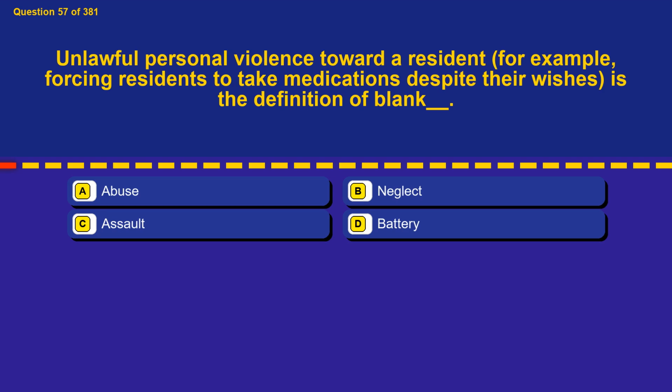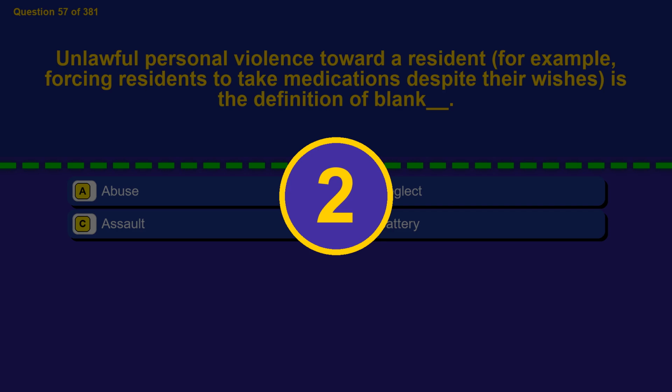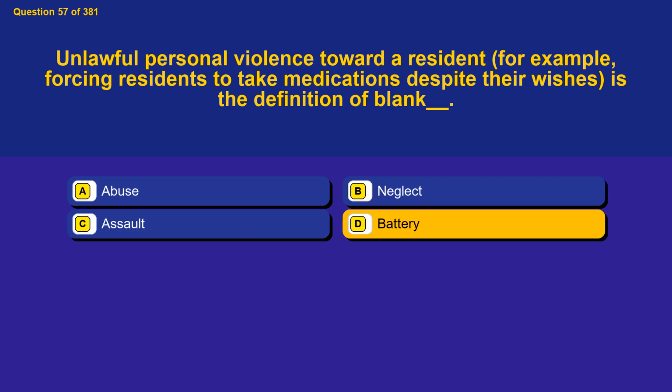Question 57. Unlawful personal violence toward a resident, for example, forcing residents to take medications despite their wishes, is the definition of blank blank. Option A, abuse. Option B, neglect. Option C, assault. Option D, battery. The correct answer is option D, battery.